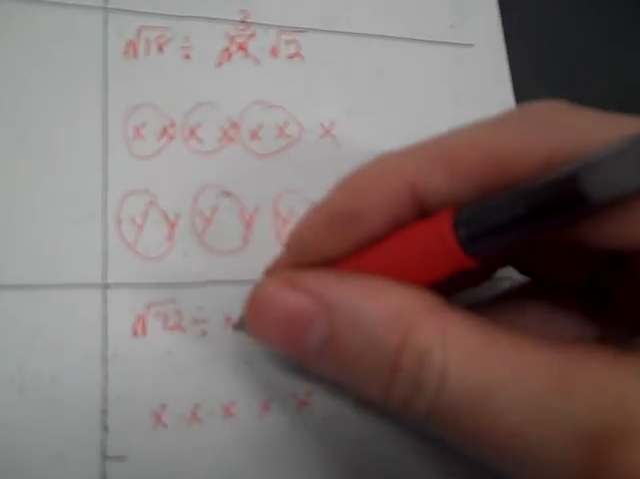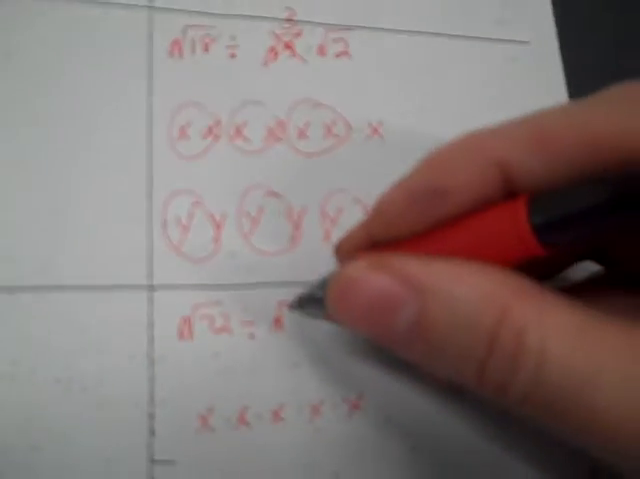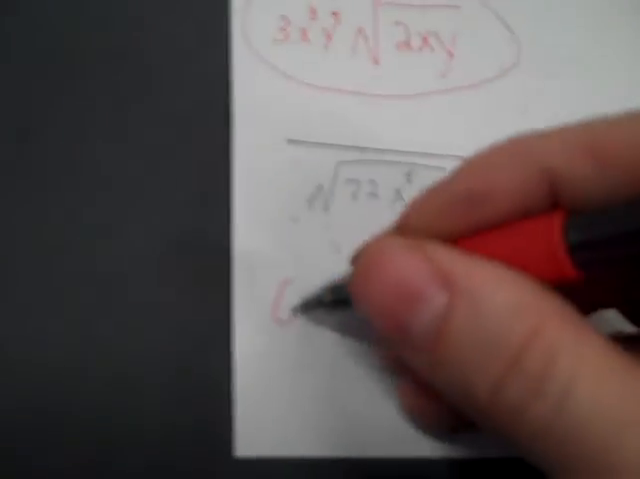Divide 72 by 36. Okay, so square root times square root, and then 36 and 2. Okay, so here's 36, so that's 6. Okay, and then we put 6 outside, and the 2 stays inside.